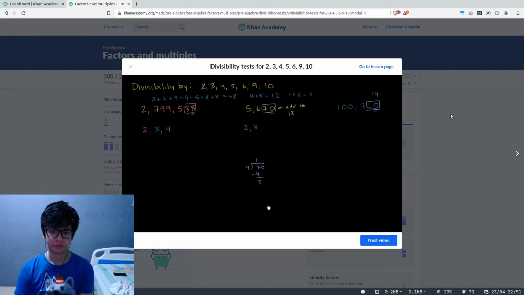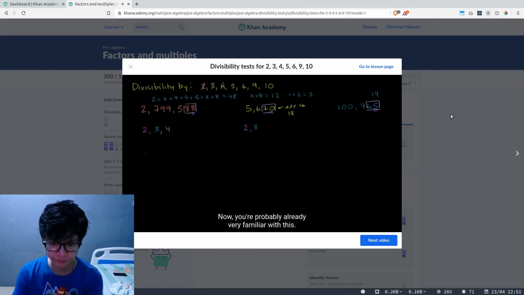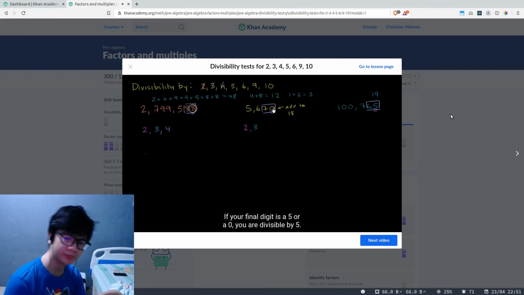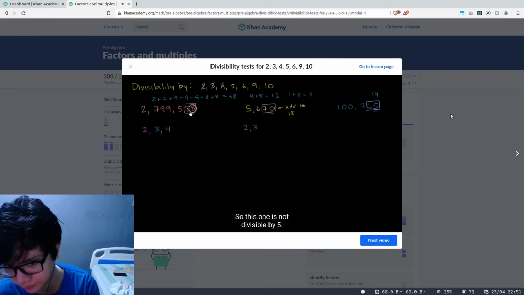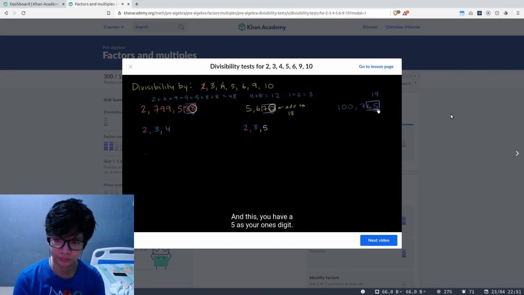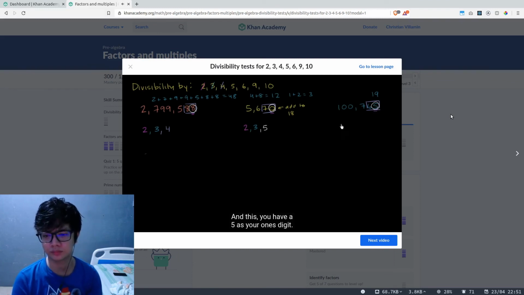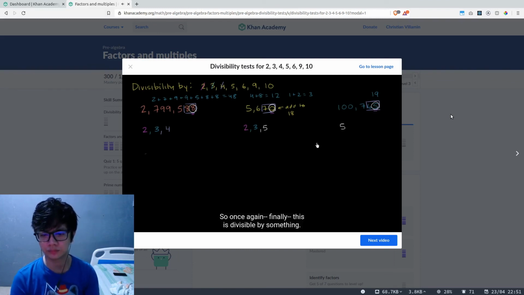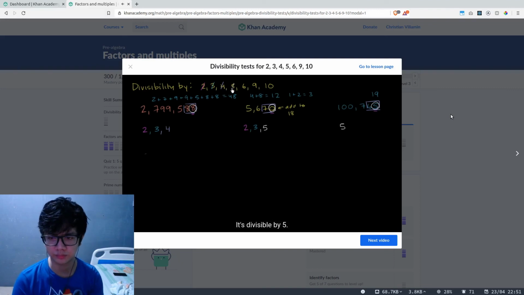Now let's move on to 5. And you're probably already very familiar with this. If your final digit is a 5 or a 0, you are divisible by 5. So this one is not divisible by 5. This one is divisible by 5. You have a 0 there. And this, you have a 5 as your ones digit. So once again, finally, this is divisible by something. It's divisible by 5.